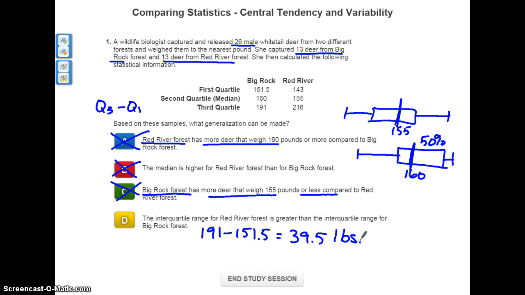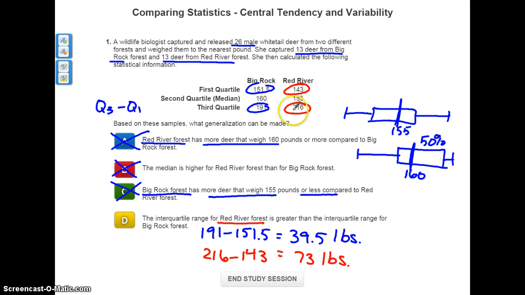Now, I do the same thing for Red River. So here was Big Rock. For Red River, I'll do this in a different color. I have 216 minus 143. So in this case, 216 minus 143 is 73 pounds. Is that a true statement? Red River, do they have a greater interquartile range than Big Rock? Well, is 73 greater than 39.5? It is, so that's how I know this answer is actually correct.